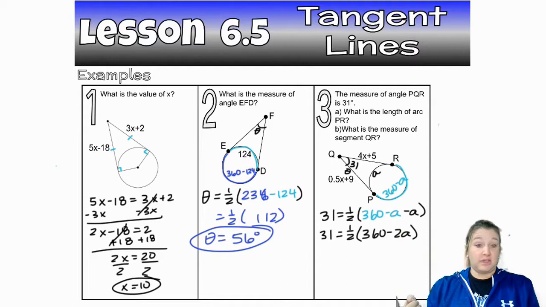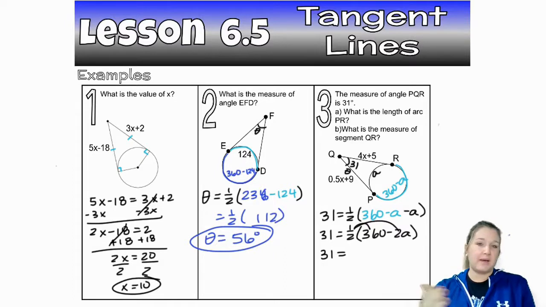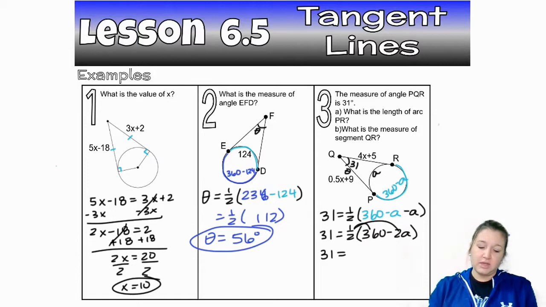Now, you can do one of two things here. You can either multiply by 2 to get rid of the half, but everything inside the parentheses is kind of nice, and I could probably take half of everything inside the parentheses, so I can distribute that half. Or multiply by 2 and get rid of it. It doesn't matter. It's all going to end up being the same. So then I'm going to take half of 360, that's 180, and then half of 2A is just A. So that ends up being nice and pretty.